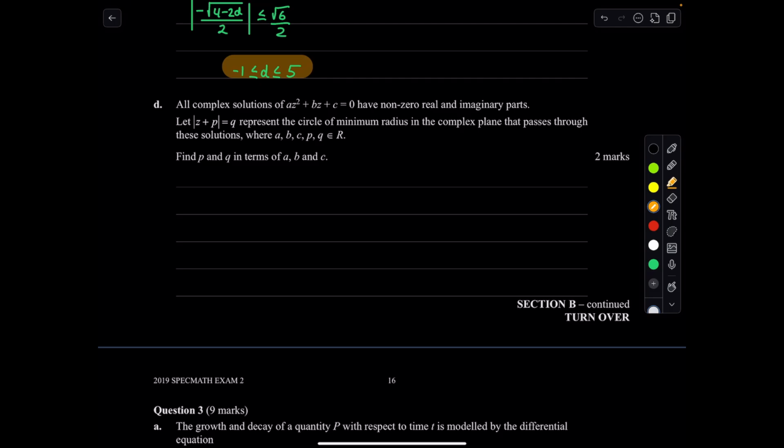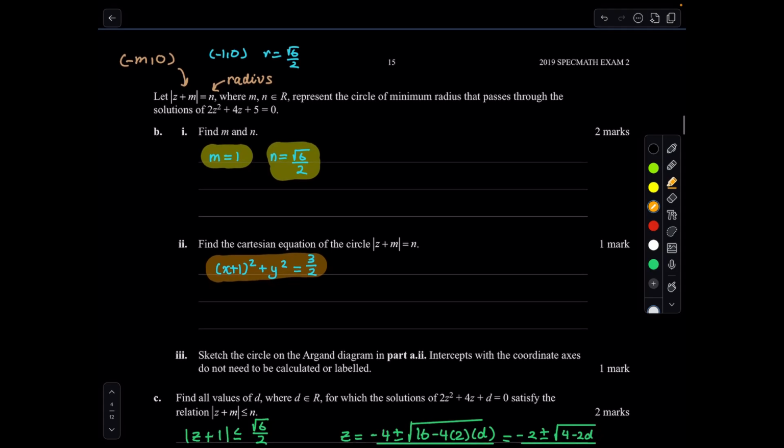All complex solutions of this expression have a non-zero real and imaginary part. So they have, of course, a real part and an imaginary part. Perfect. Let the absolute value of z plus p, basically like an equation of the circle, represent a circle of minimum radius in the complex plane that passes through these solutions, where it's basically the same context as the other one. Find p and q in terms of a, b, and c. So we're basically trying to find this, like m and n, but it's the whole same thing.